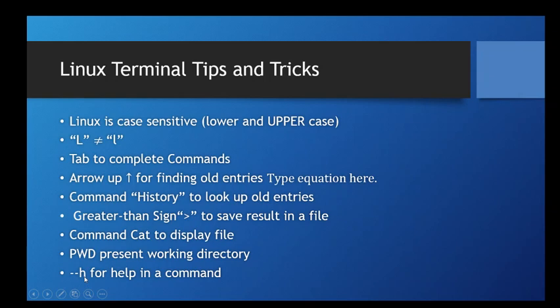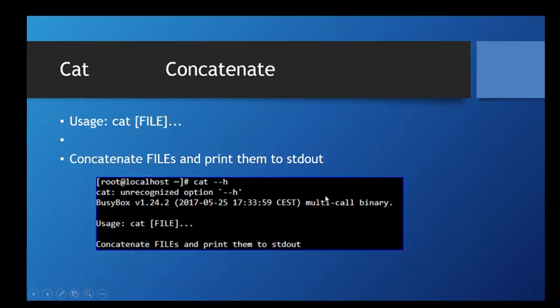So let's talk about some of the repeat videos. We know that it's case sensitive. We know that we can press arrow up to find the historical data. We can see command history, use the greater than sign to save files, cat to display a file, pwd for present working directory, and double dash h for help in the command. We talked about it in the last video, so we're just going to skip over this very fast.